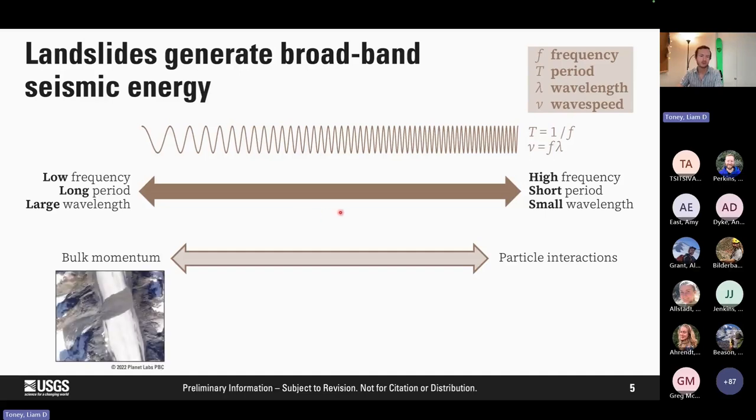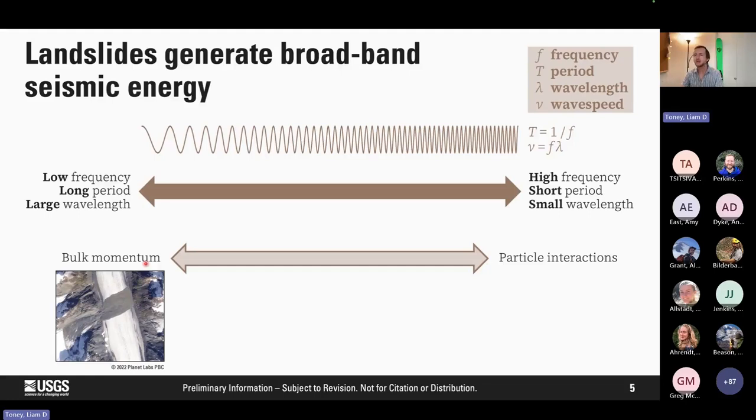So as an example of this, consider this satellite image of a large rock avalanche in Alaska. It failed to the northwest and then impacts the side of this valley. And you can imagine there's a tremendous amount of force exerted on that side of the valley by this landslide as it deflects and then moves to the east-northeast. And so this is going to generate really strong long period energy.